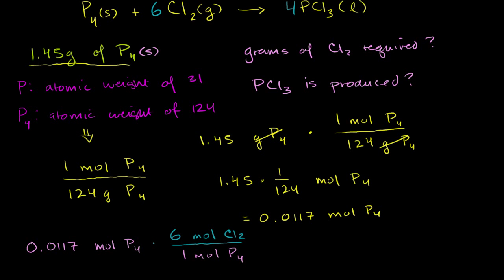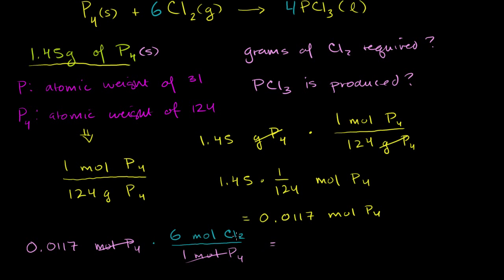And the reason I wrote it this way instead of writing 1 mole of molecular phosphorus for every 6 moles of chlorine gas is because I want to make sure that the units cancel out. And it also should make sense intuitively. If I have 1 of this, I'm going to need 6 of this. If I have 0.0117 of this, I'm going to need 6 times of the chlorine gas. And the units work out. This cancels out with that. And I'm just essentially multiplying by 6.